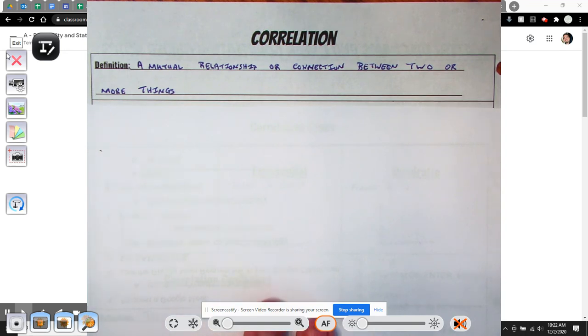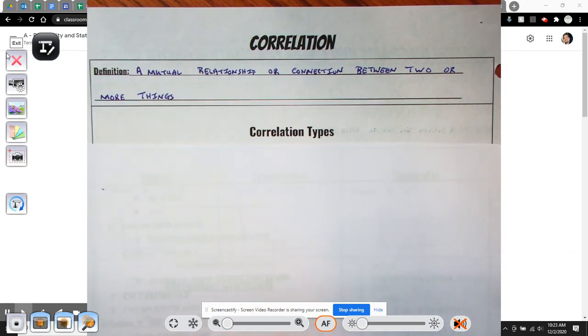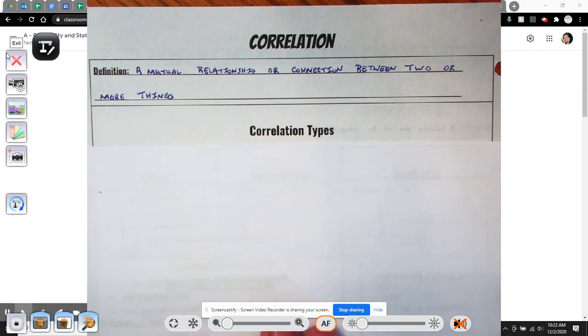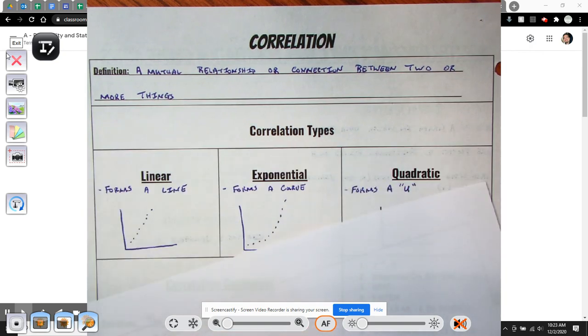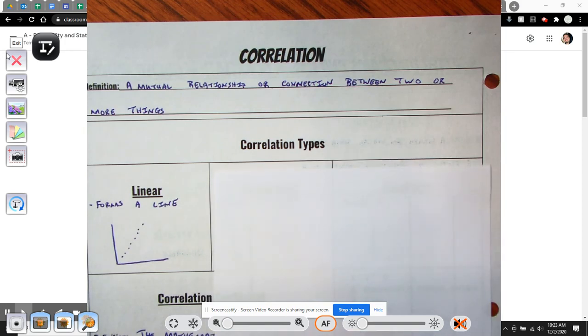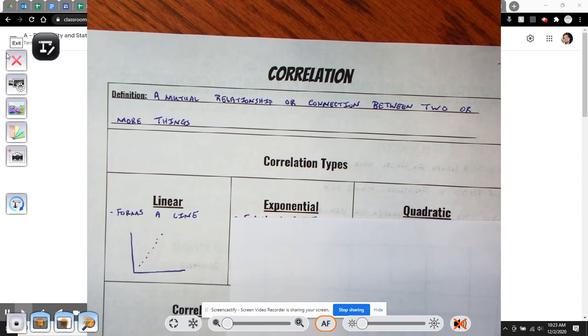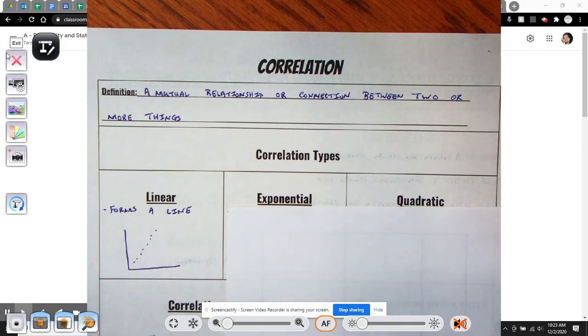But there are different types of correlations. We have always known linear. Linear correlation forms a line. We found that out in algebra. So in a rough diagram of it, you can see a clear line being formed. So that would be a linear correlation. And that's our main focus, but we do need to be able to identify these other types.